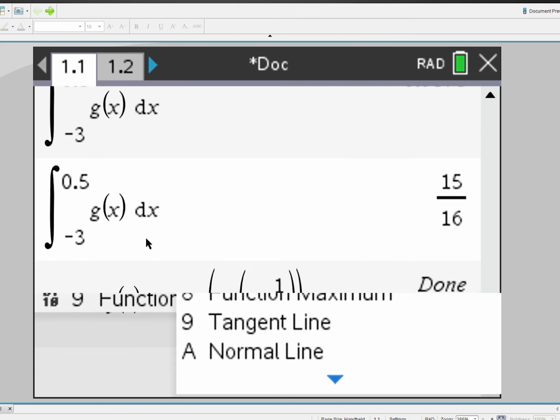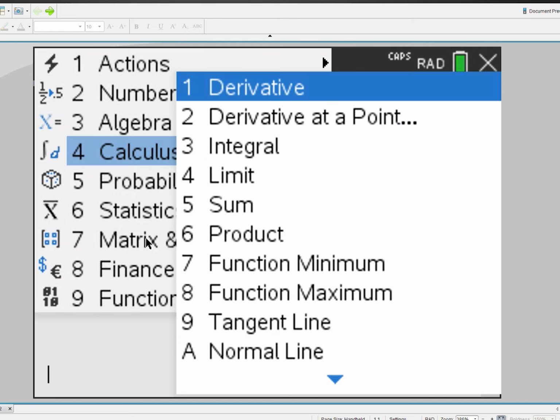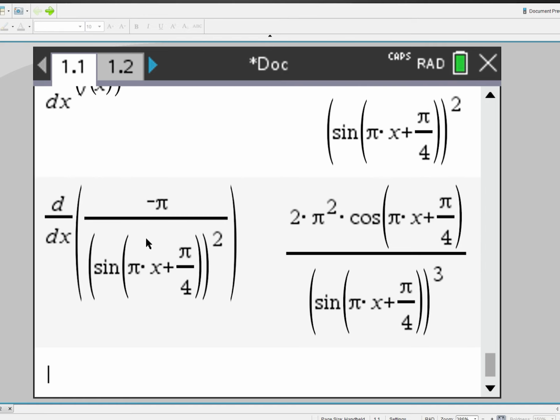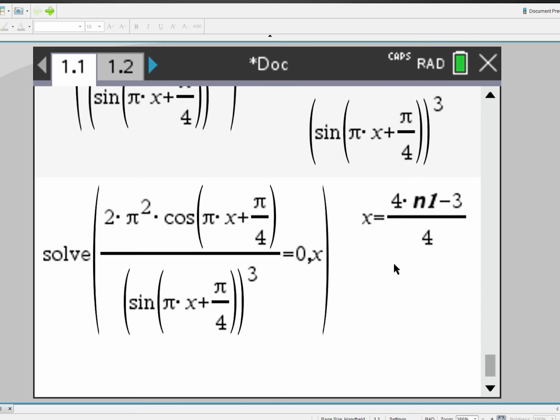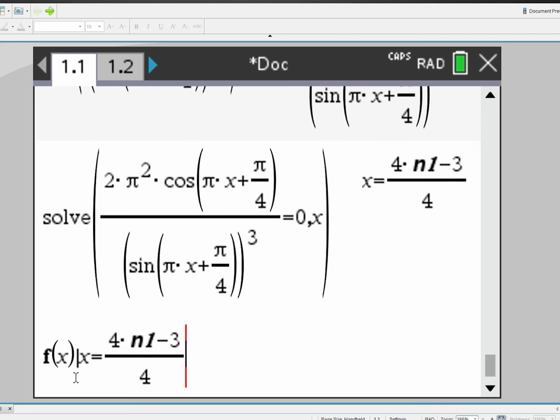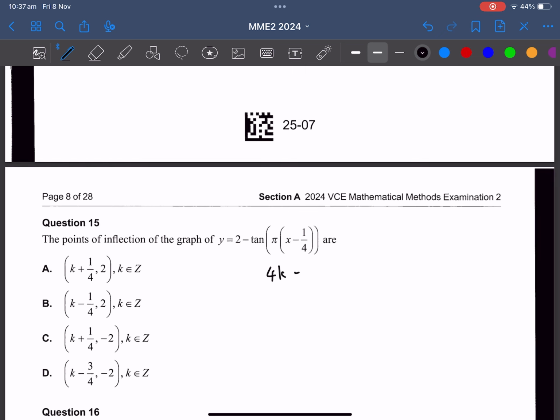So we differentiate it one more time because we are finding points of inflection. Okay, now we solve it for 0. Alright, so this is our value of x, where n1 is going to be k here in our question. So f of x, given that x is this, we get 2. Okay, so our CAS gave us (4k minus 3) over 4 and 2, where k is an integer.